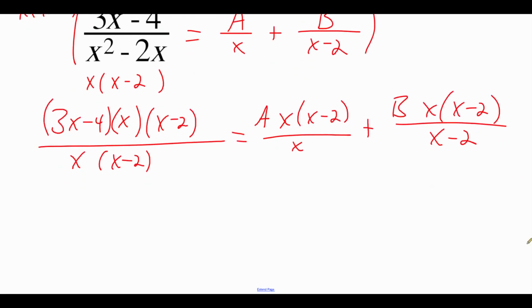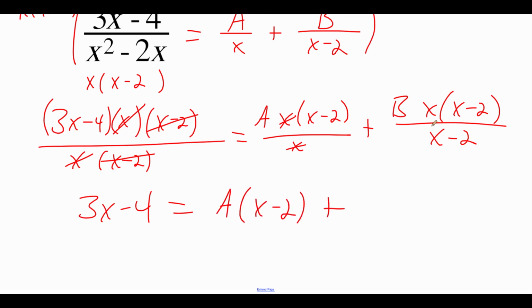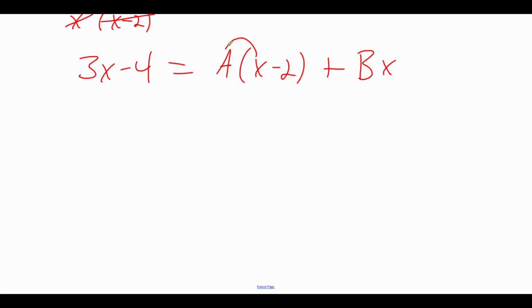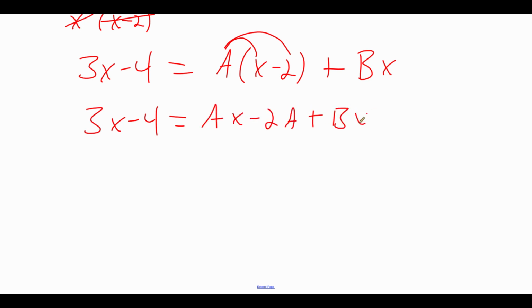Now in our first fraction, the x's are going to cancel, and the x - 2's are going to cancel, so we should just have the 3x - 4 left over. On the right-hand side with this first fraction, the x's are going to cancel out, so we're going to have the a and the x - 2. And in our second fraction, the x - 2's are going to cancel out, so we have the bx. I need to distribute this a in, so we get 3x - 4 = ax - 2a + bx.